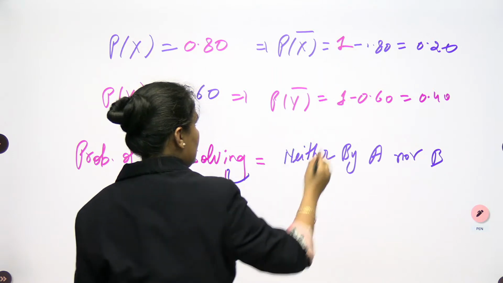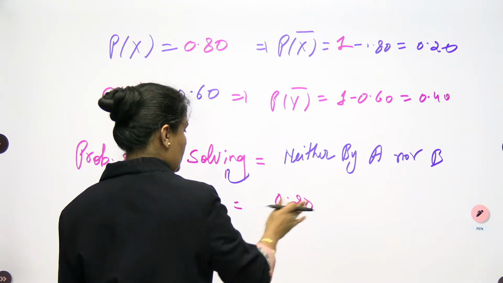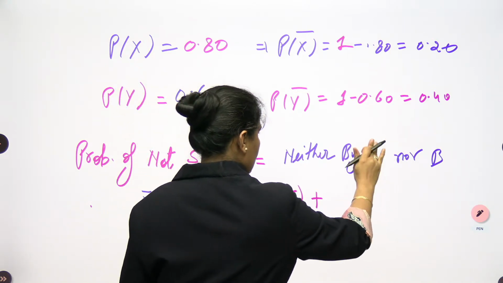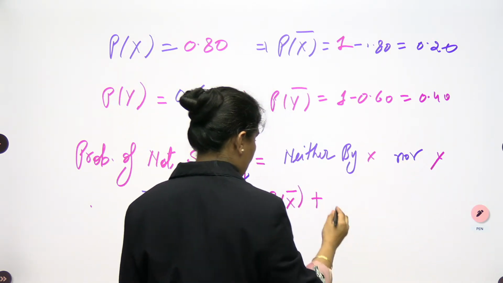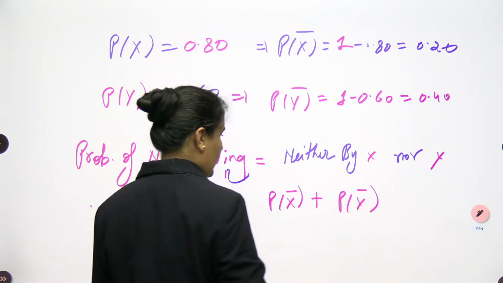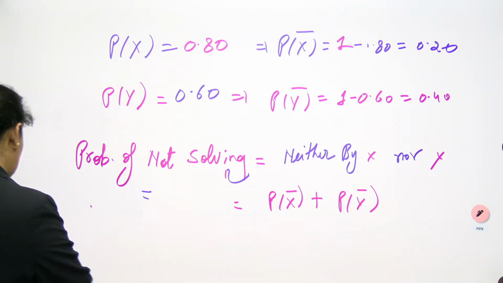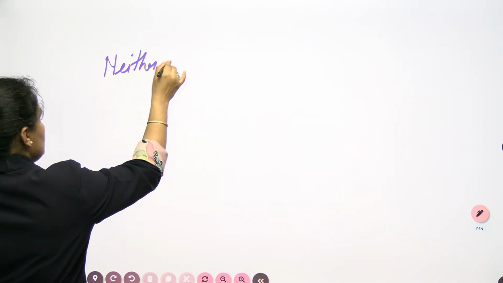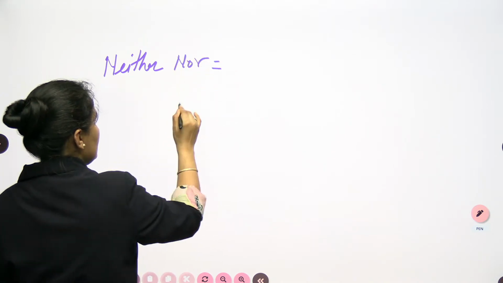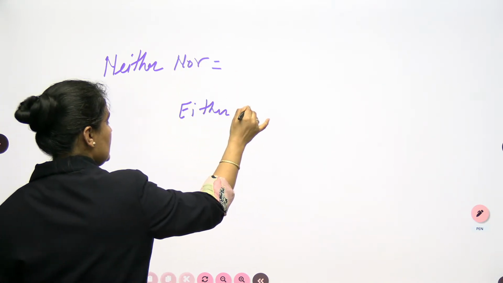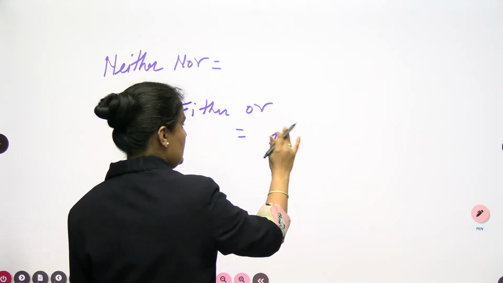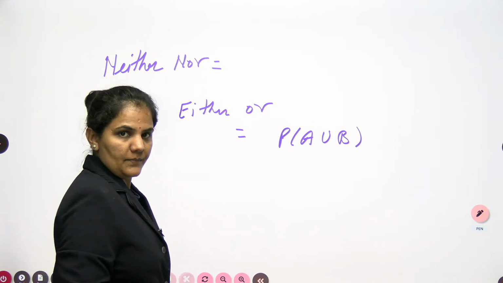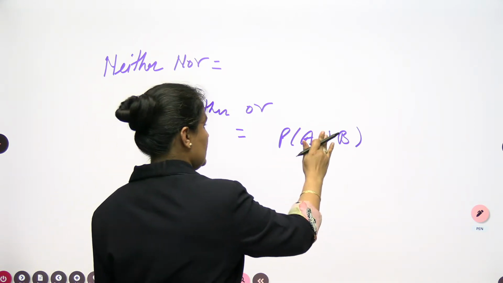We can write down directly. So this will be 0.20, meaning when it will not be solved by first X and when it will not be solved by Y. Let me write down here: what is the meaning of neither nor? As either or is always A union B. This is the either or.